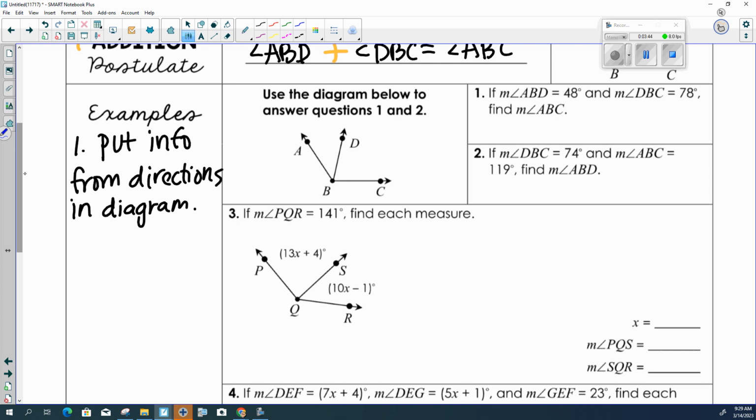So for example, on number 1, like Carly read, the measure of ABD. We'll find ABD. Put your finger inside that angle. Where is it in this picture? Okay, and then label it 48 degrees. And DBC, find that, it's this next one, and label that one 78 degrees. And they want us to find the measure of angle ABC, and we use the angle addition.